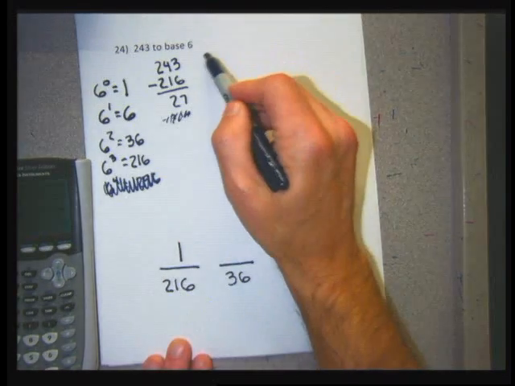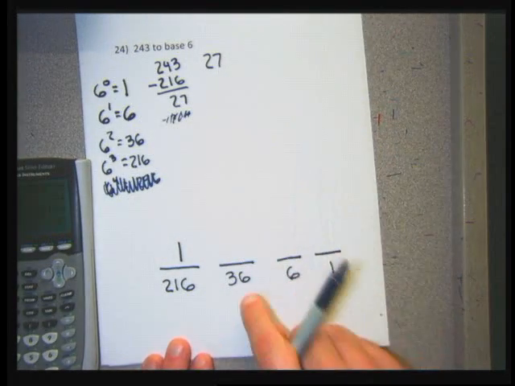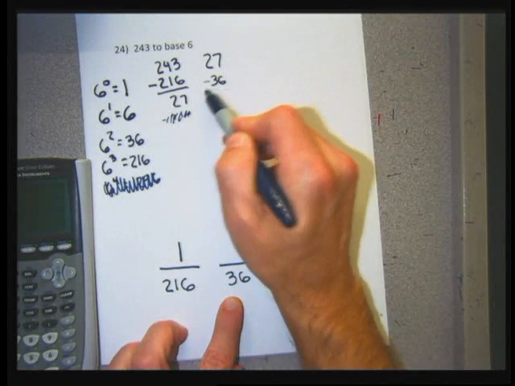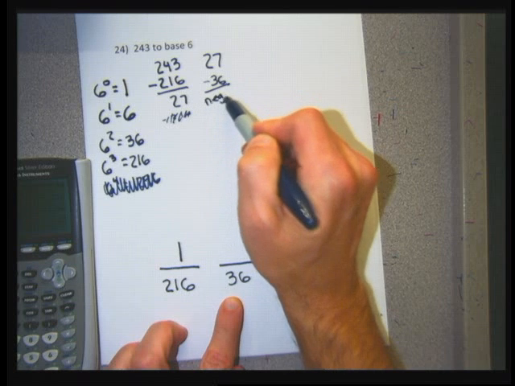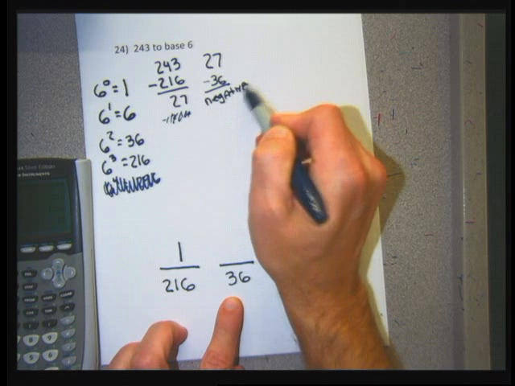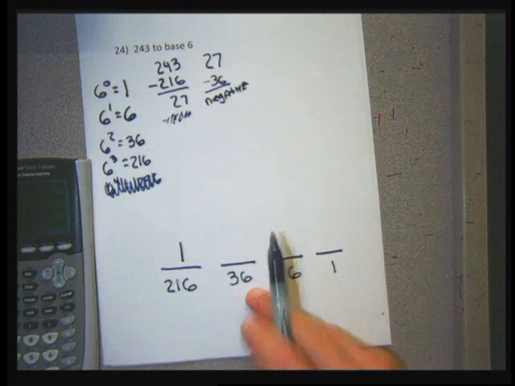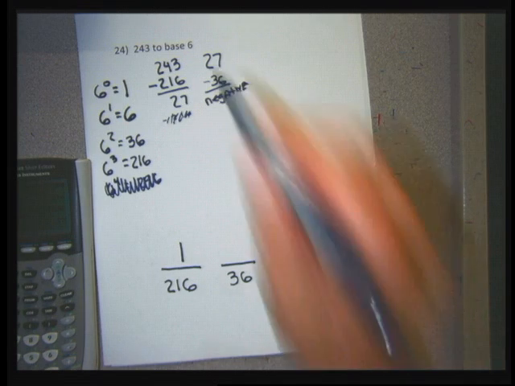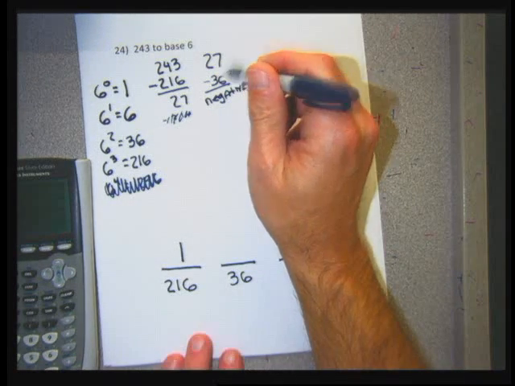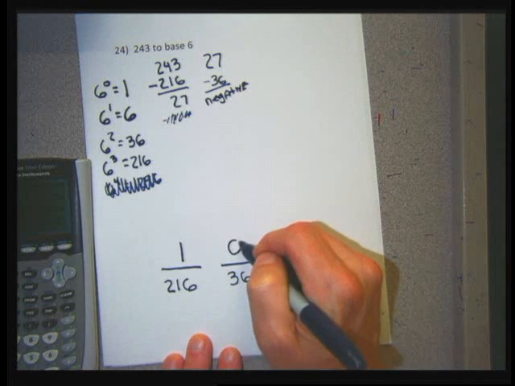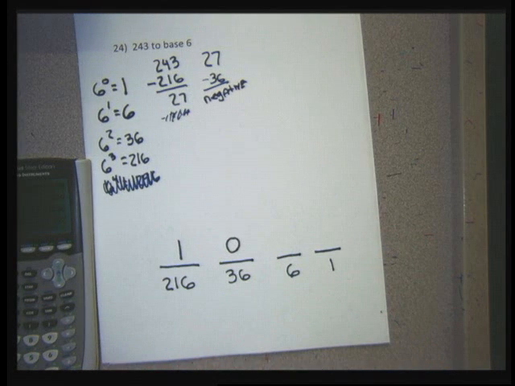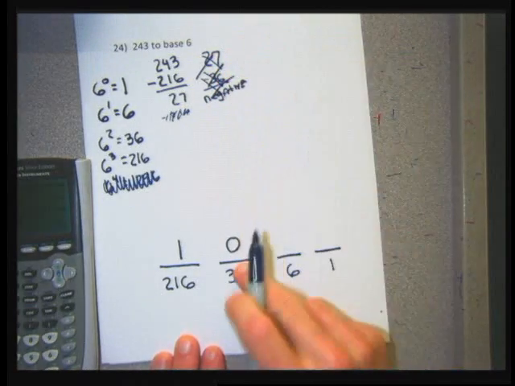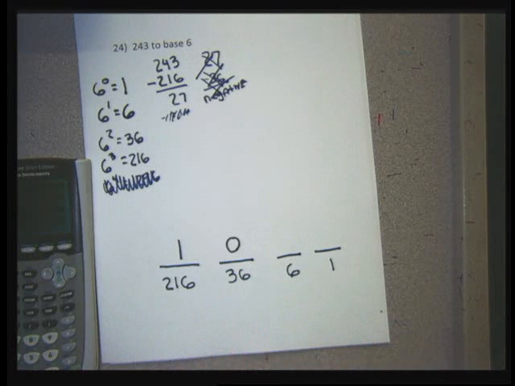I'm going to bring the 27 over. What I'd like to do with the 27 is to subtract 36. But if I subtracted 36, I'd get a negative number. And what I'm writing in my answer is how many times I can subtract that number without getting a negative. And 27 minus 36 gives me a negative. I wasn't able to subtract 36 even 1 time, because if I tried to subtract 36, I'd get a negative number. So I'm never going to subtract 36. And above the 36, I'm going to write a 0 for the number of times I was allowed to subtract it.